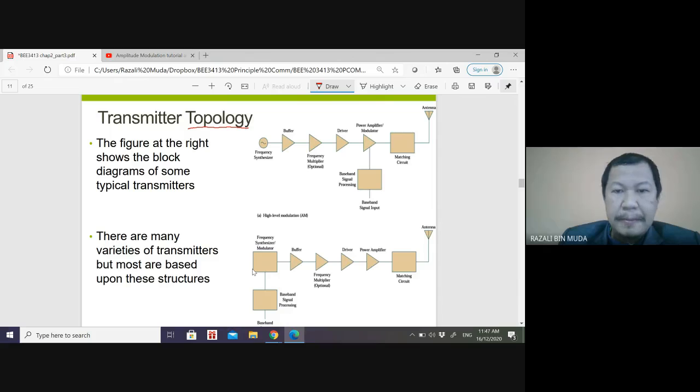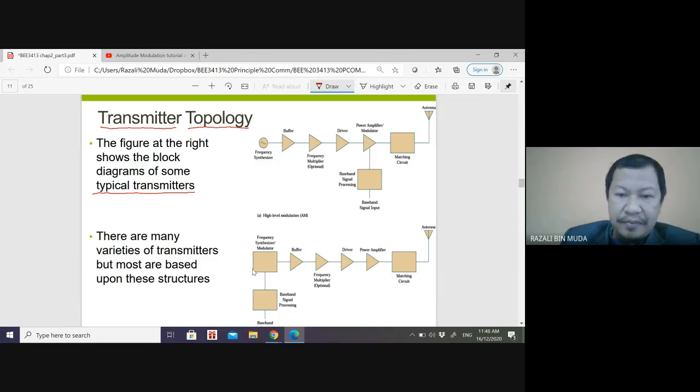It is the components setup in order to design a transmitter. Okay, so the figure at the right shows the block diagram of some typical transmitters.